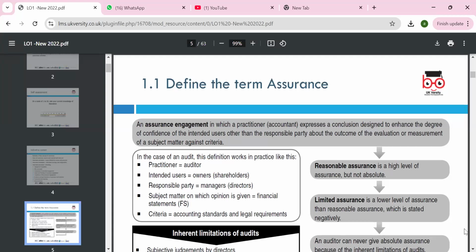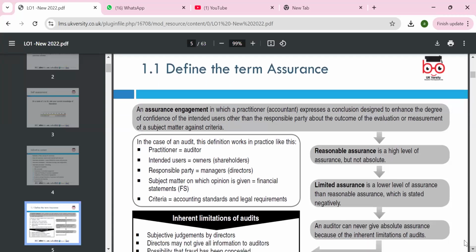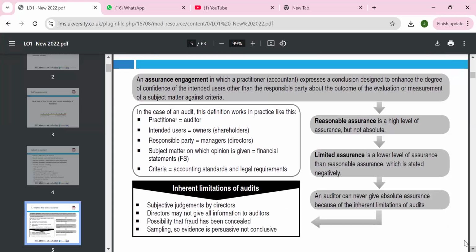The criteria are following the accounting standards and legal requirements. Reasonable assurance is a high level of assurance, but auditors never give absolute assurance, which means 100%. We give reasonable assurance based on the evidence which we collected from the company. Limited assurance is a lower level of assurance than reasonable assurance, and is stated negatively.